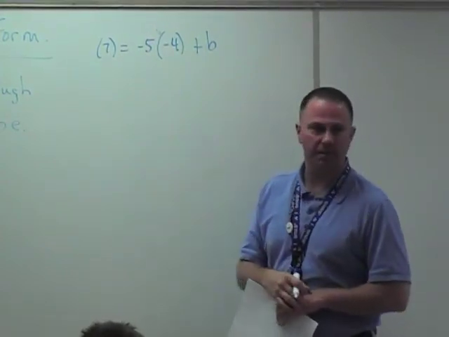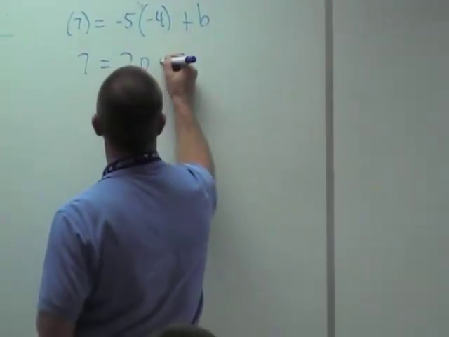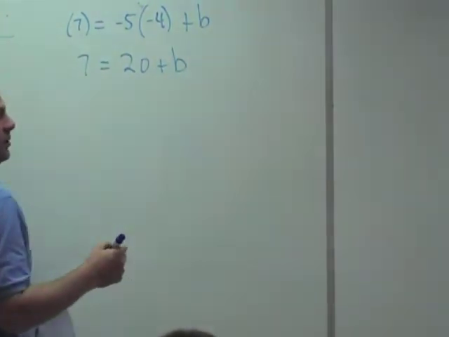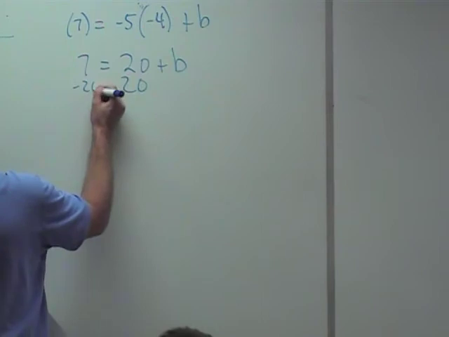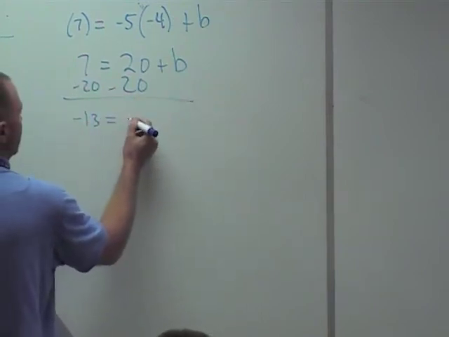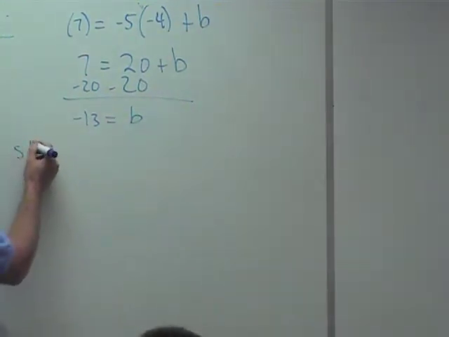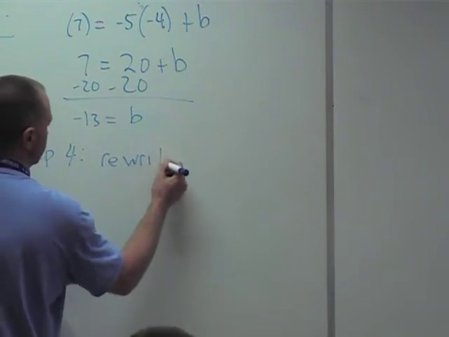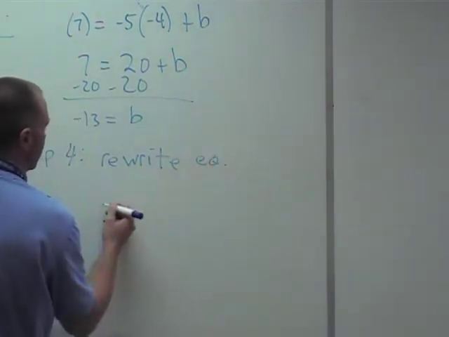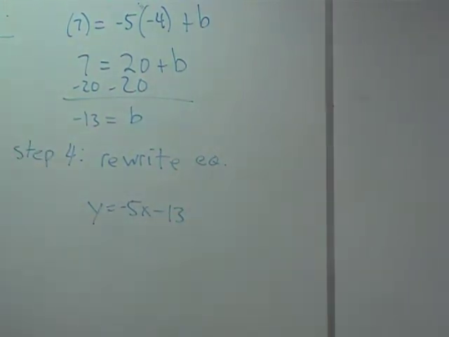Now we can solve for b, right? We've already talked about this, haven't we? So now I solve for b. Subtract 20. Subtract 20. So b is -13. So step 4 is rewrite the equation. So y equals -5x minus 13, or plus -13. Okay?